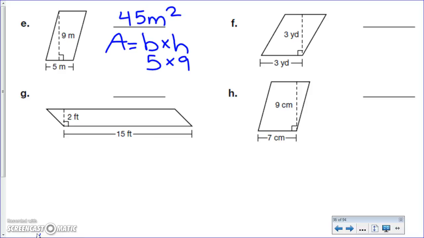For letter F, same thing. We're going to write down the formula. Area equals base times height. We know the base is 3 yards, and so is the height. So we're going to put 3 times 3 under there. And we know that 3 times 3 is 9 yards squared.